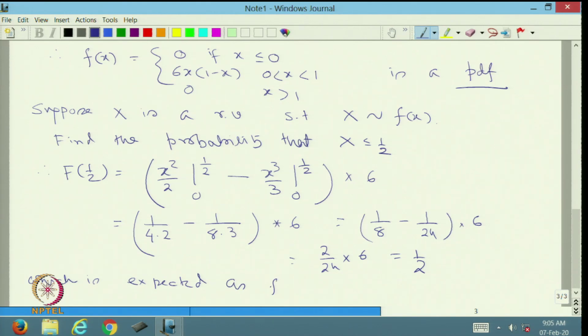as f x is symmetric in 0 to 1 around half.